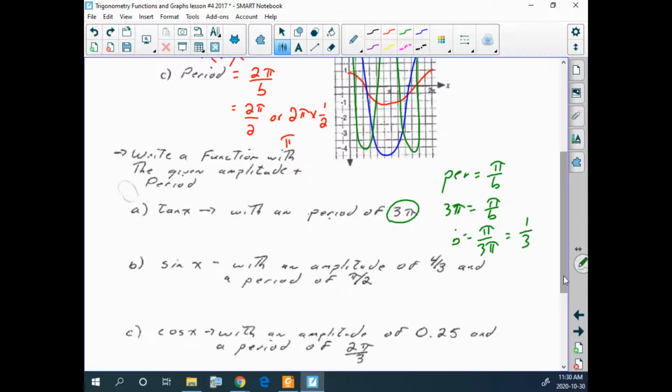We have a period of 3 pi. We originally had a period of pi. So I horizontally stretch that by a factor of 3. So my b value must be the reciprocal of what I stretch that by. So you don't need to use that equation if you walk through that concept of stretching.